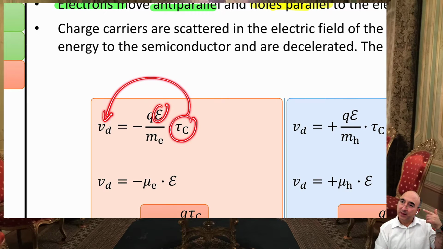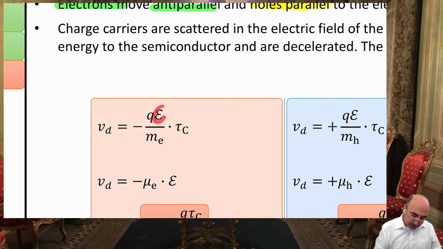Can you follow these logic steps? So this is the force you pull. This is the time when the speed goes back to zero because of the scattering. You have a mathematical expression for this value.